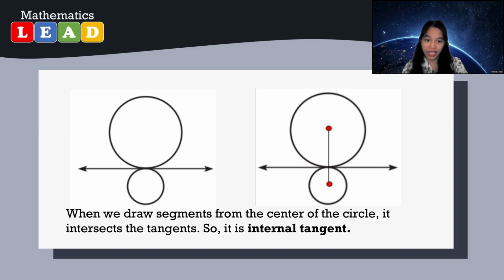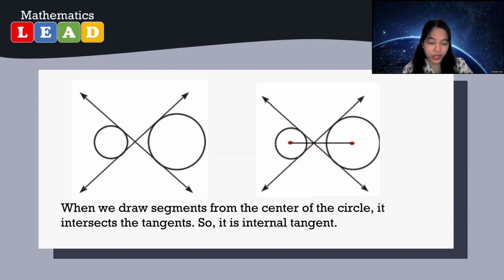Look here, another case. If we draw another line here, we connect the center of the circle, okay? Then, what can you observe? Does it intersect the tangents? Yes, right? So what is this? That is an internal tangent. Very good. So, I see that you already learned the differences of these.